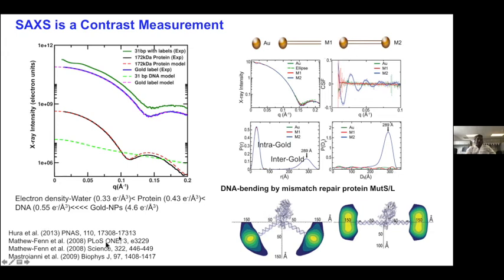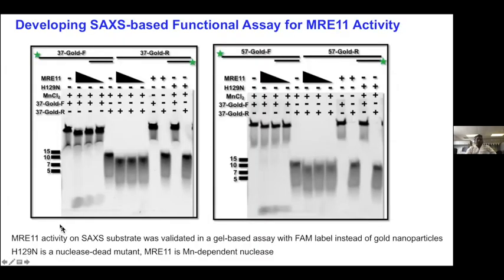So this has been done previously, and they were able to accurately measure the distance between two gold labels on the DNA. Greg used this method in his 2013 PNAS paper to see how this mismatch repair protein bends the DNA, based on whether you have a mismatch or the normal duplex. So we wanted to do something a little different, since MRE11 not only binds to DNA, but it cuts the DNA. So we wanted to design substrates such that at the end of the reaction, you would have two gold nanoparticles separated from each other.